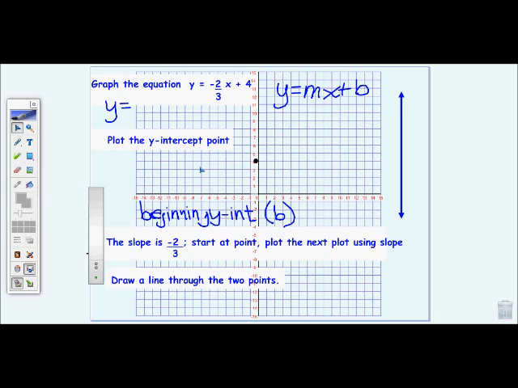All right, so we're at our B, our beginning, which is our y-intercept. Now it says go to your slope, which is negative 2/3. It could also be, what else could it be? It could be 2/negative 3. Okay, either one of these. These are the same things.